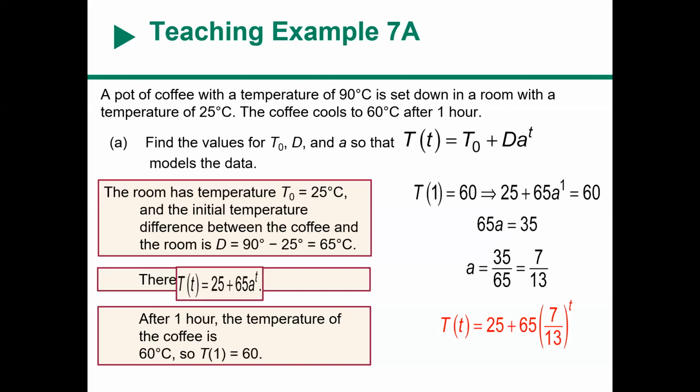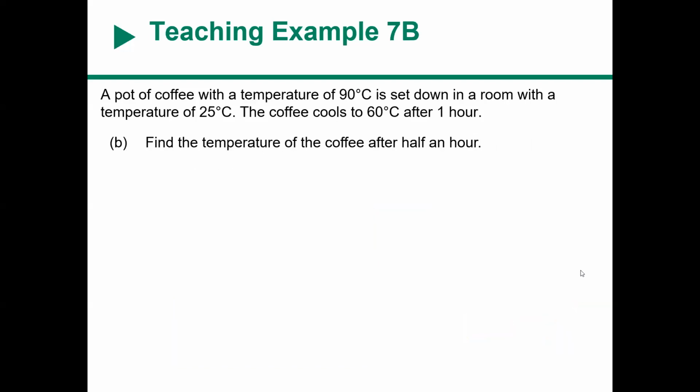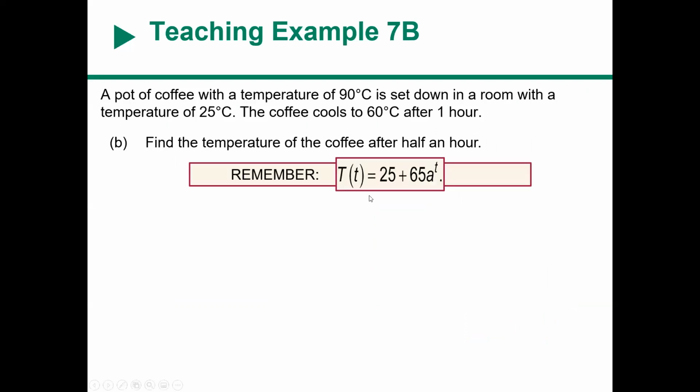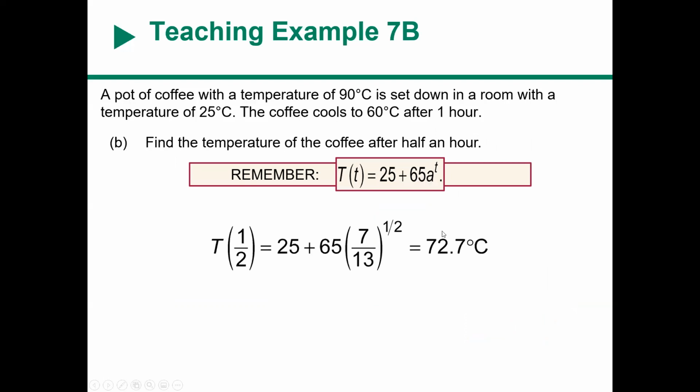And now, since I have an equation, I can answer any question that comes in regards to this problem. So the question that we're going to answer is just find the temperature of the coffee after half an hour. So now it's telling me what my t is. So t equals 1/2 because that's half an hour. So I'm going to plug in what I know. I plug in 1/2 for t. I know that my A was 7/13. And I'm going to type this in the calculator just as I see it. And the calculator is going to tell me 72.7 degrees Celsius.